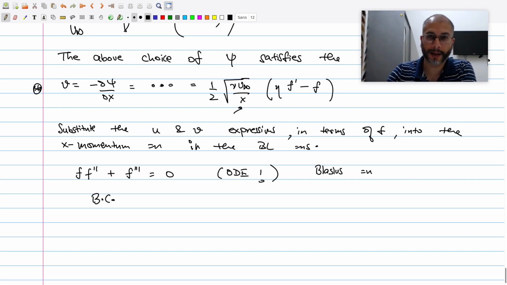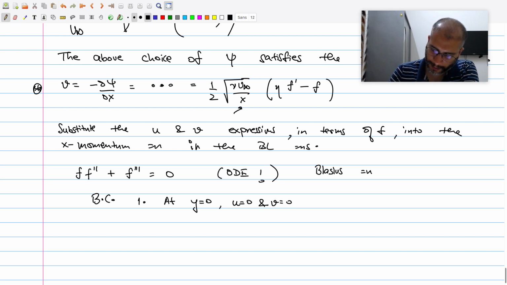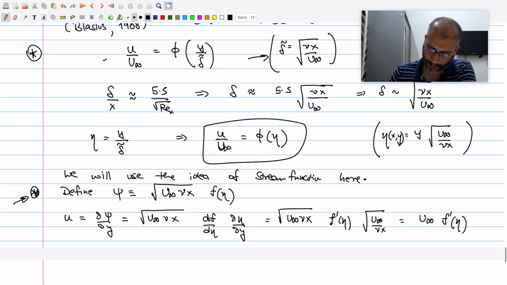We had earlier two boundary conditions in y and one boundary condition in x. Let us see if all of those can be converted to an f and eta form, because we are talking about f as a function of eta now. One of these was at y equal to 0, we had u equal to 0 and v equal to 0. So what does that translate to in terms of eta? Let's go back to our eta expression. When y is 0, eta becomes 0 as well.